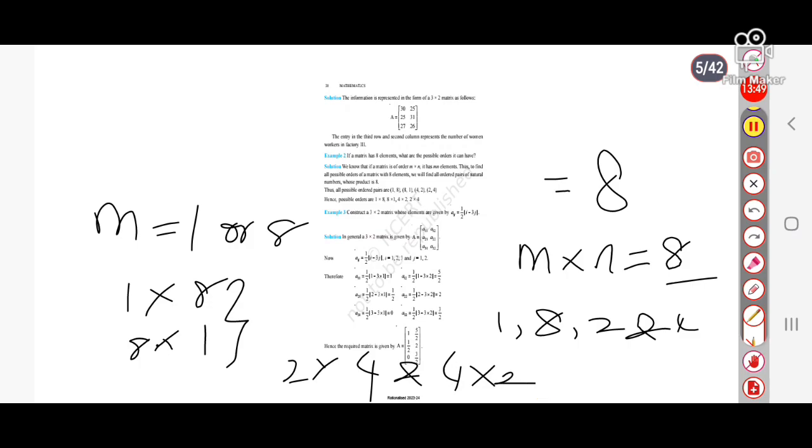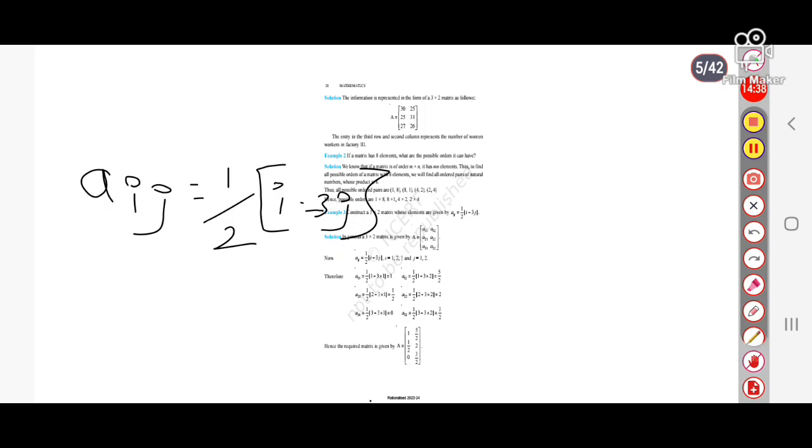So what are the possible orders? The possible orders are nothing but, as I told, 1 cross 8, 8 cross 1, 2 cross 4 and 4 cross 2, right? This is one of the easiest things that can be found in these questions, in the basic static questions. When you move further, the difficulty of the questions slightly increases, but the entire lesson is quite easy. This is nothing, right?